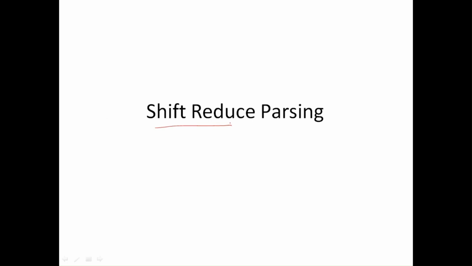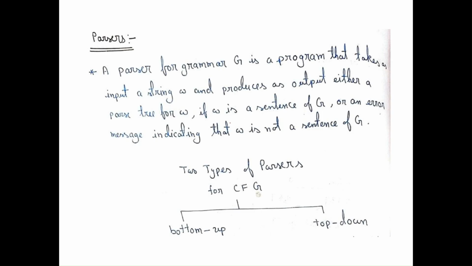But before that, let us look at what exactly a parser is. A parser for grammar G is a program which takes as input a string W and produces as output either a parse tree for W if W belongs to the language generated by the grammar G, that is, a sentence of G, or an error message indicating that W is not a sentence of G.